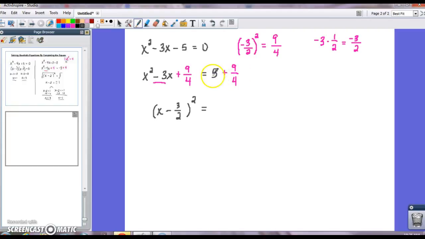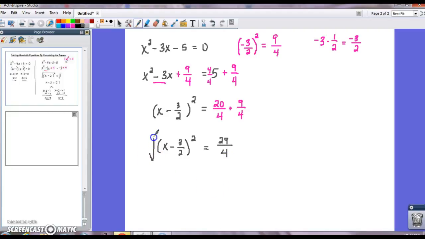In order to combine these two terms, I have to have a common denominator, which means I need to multiply the 5 by 4/4. Remember, when you multiply a whole number by a fraction, just take that whole number and multiply it by the numerator of the fraction. So I end up with 20/4 plus 9/4. Okay? So now I have x minus 3 halves squared is equal to 29/4.